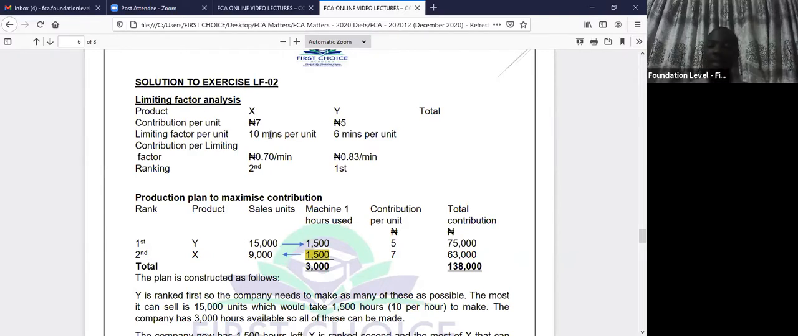1,500 hours, convert it to minutes. All you need to do is multiply it by 60 to become 90,000 units.